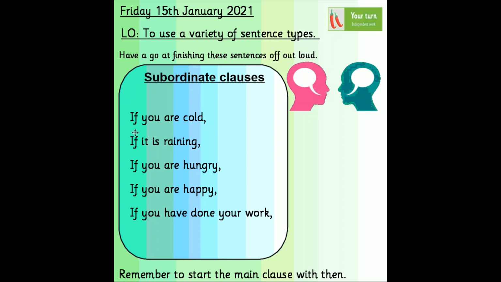So let's have a look at the first one together. If you are cold, what would you do if you were cold? So if you are cold, then put on a coat, full stop. Or if you are cold, then sit by a fire, full stop. Now it's your turn. Have a go at finishing these sentences off out loud. Remember to start the main clause with the word then. Off you go. Pause the video now.